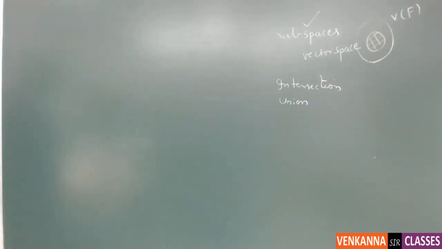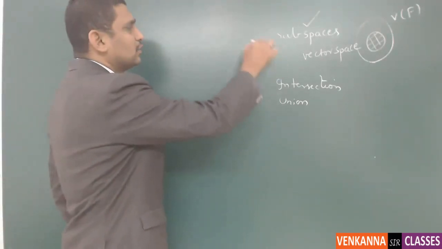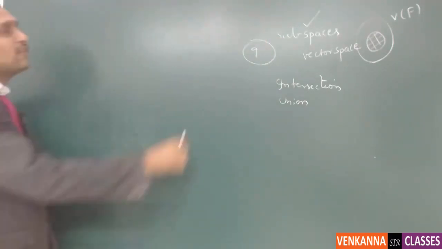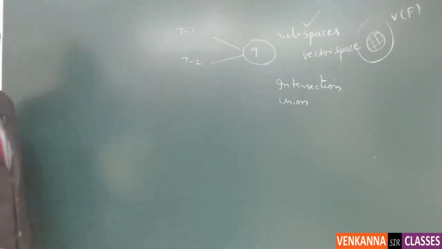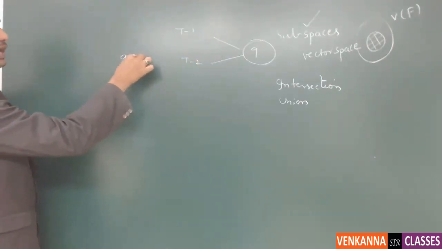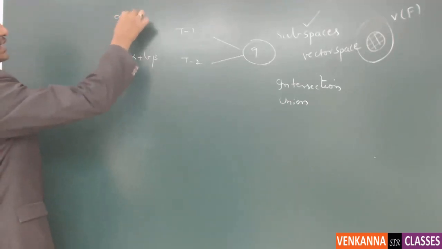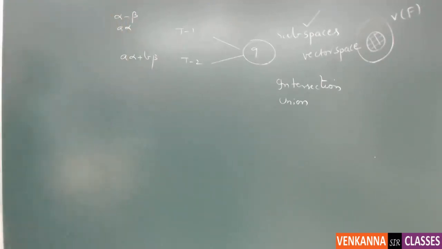Whenever we know that a subspace is given, apart from verifying all the 9 conditions to say that it is a vector space or subspace, we simply verify for 2 test conditions. In test 2, we verify the condition for A alpha plus B beta, the necessary and sufficient condition. In test 1, we verify for 2 conditions, that is alpha minus beta belongs to W and A alpha belongs to W. Apart from verifying the 9, these are enough to check the criteria of a subspace.